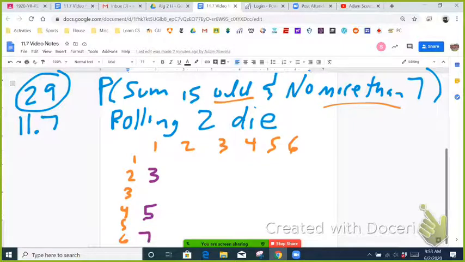So pretty much, since the lowest number on a die is 1, we're just looking for ways to get 3, 5, and 7. Like, that's the only way to get two numbers that add up to be odd and no more than 7, to get a 3, 5, and 7. So we should look at different ways to do that.